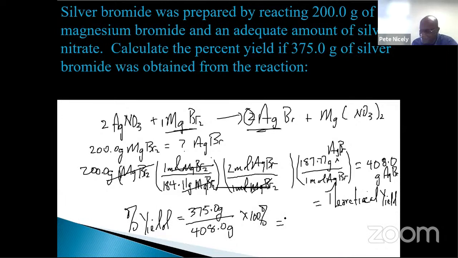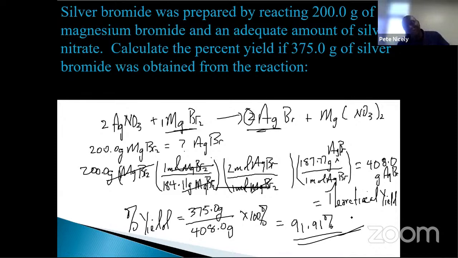So it's 375.0 divided by 408.0 times 100%. And we round this off to 4 sig figs. So according to my calculations, this would be equal to 91.91%, which is very good as far as chemical reactions are concerned. 91.91% is very close to perfection, all right?